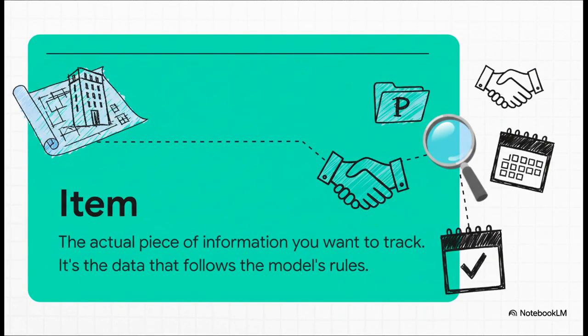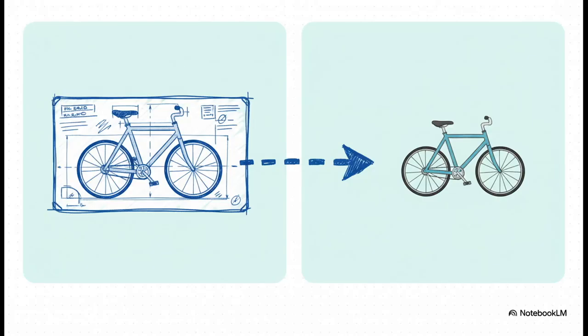So, if the model is the blueprint, then the item is what you actually build with it. This is the other half of the magic. An item is the real thing you want to track. Like a specific project, a client, a support ticket, whatever it is. It's the actual data that fills in the blanks defined by the model.